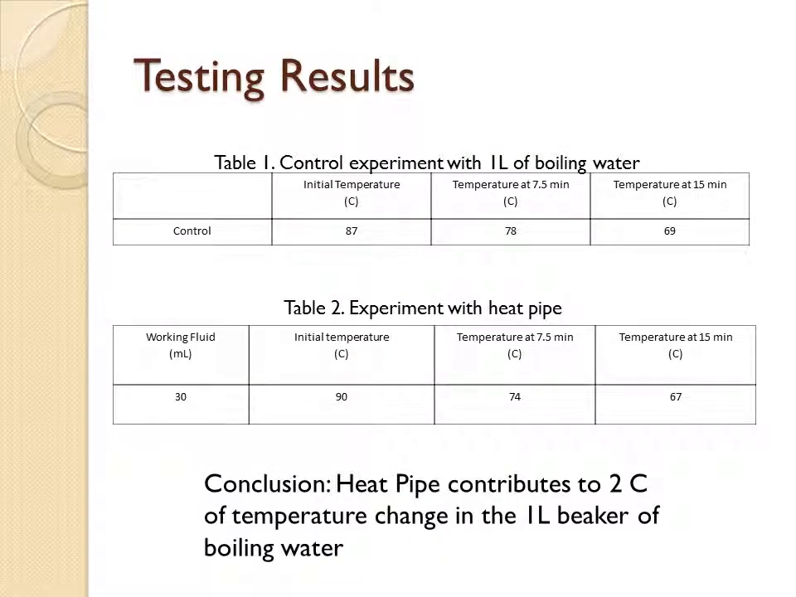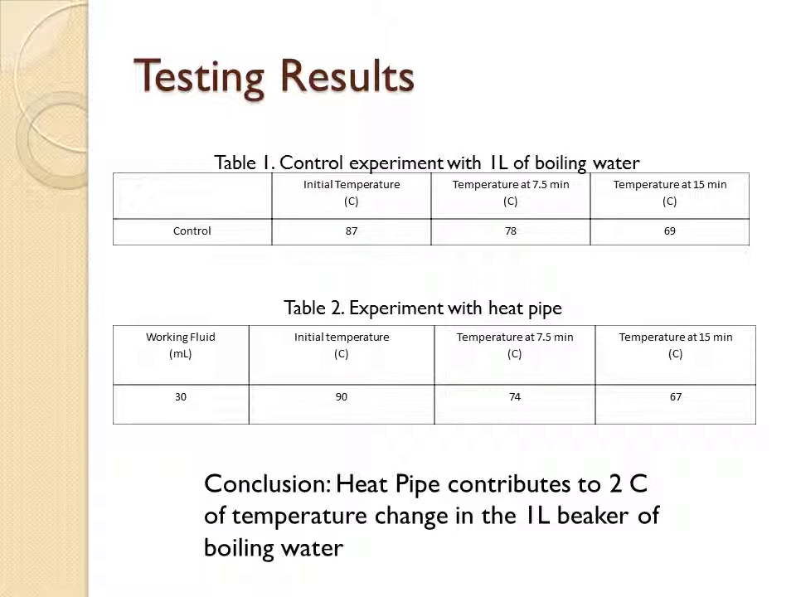Some testing was conducted and the results are shown here. Table 1 is the control experiment. In the control experiment, 1 liter of boiling water was poured into a beaker and temperatures were recorded at the initial, 7.5 minutes, and 15 minutes. In 15 minutes, the 1 liter of boiling water cooled to a temperature of 69 degrees Celsius.